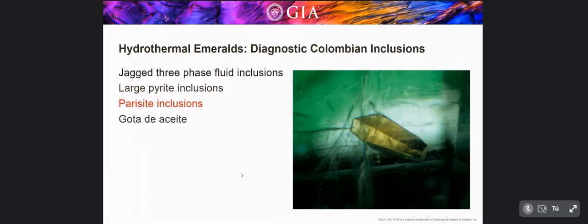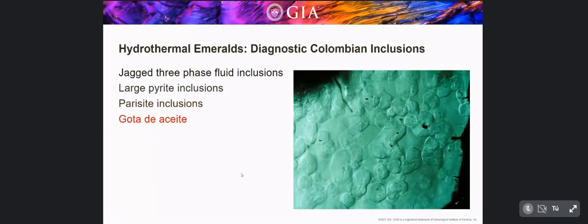One thing that, if you look enough into the gemological literature, you'll see is this mention of parisite inclusion. So parisite is a rare earth element fluorine carbonate mineral, and it's considered to be diagnostic for Colombian origin. So if you see a parisite inclusion in an emerald, it's basically 100% sure that that is a Colombian emerald.